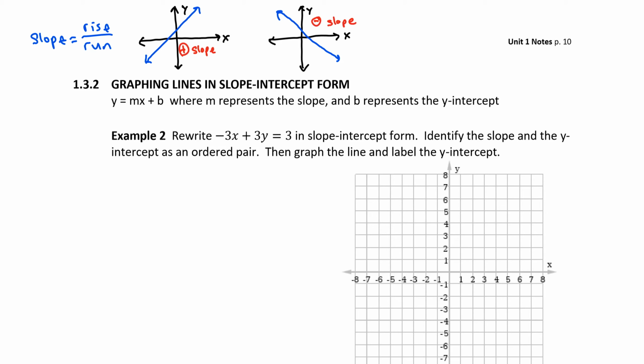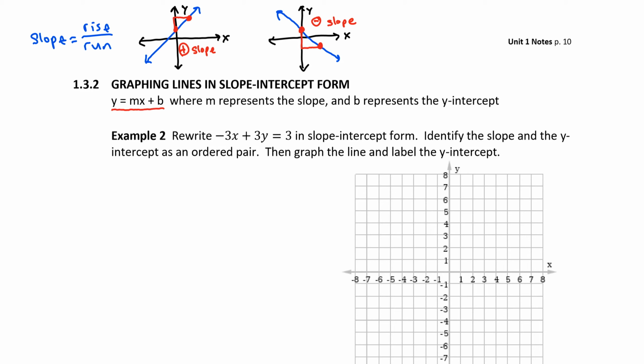moving down. To graph a line in slope-intercept form, we're going to begin at the y-intercept, and we're going to count rise over run to the next point, moving up and right. When we have a line with negative slope, we'll start with the y-intercept, and we'll count down and to the right to measure negative slope.